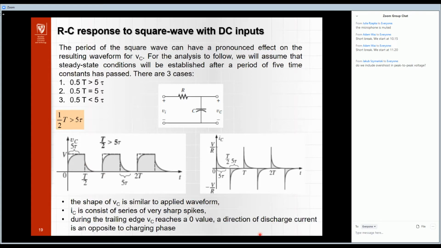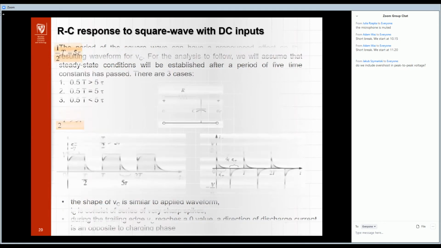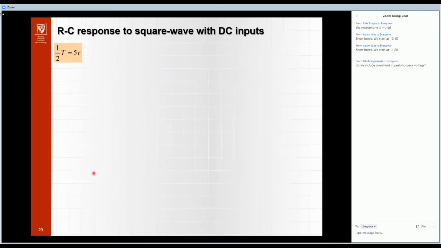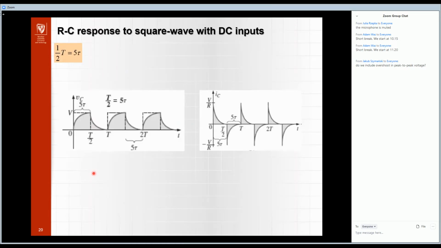And the direction of discharge current is opposite to the charging phase. So we see this, and we also see that in this phase we obtain the 0 value for some time. Okay, when we have the other cases, we obtain such signals.